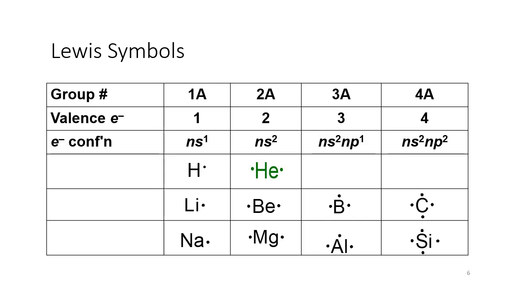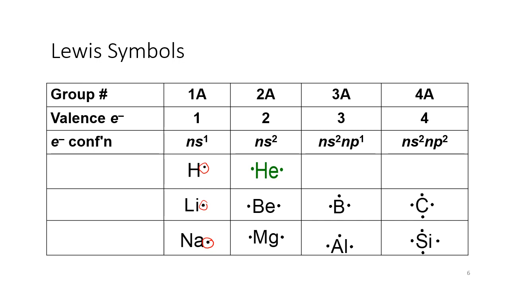In group 1A, the number of valence electrons in any atom in that group is 1. The electron configuration would be ns1, where n represents the shell number. For hydrogen, we have 1 electron that we would put next to its symbol to represent that 1 valence electron. Same thing for lithium, 1 valence electron, and for sodium. This would continue all the way down the family.